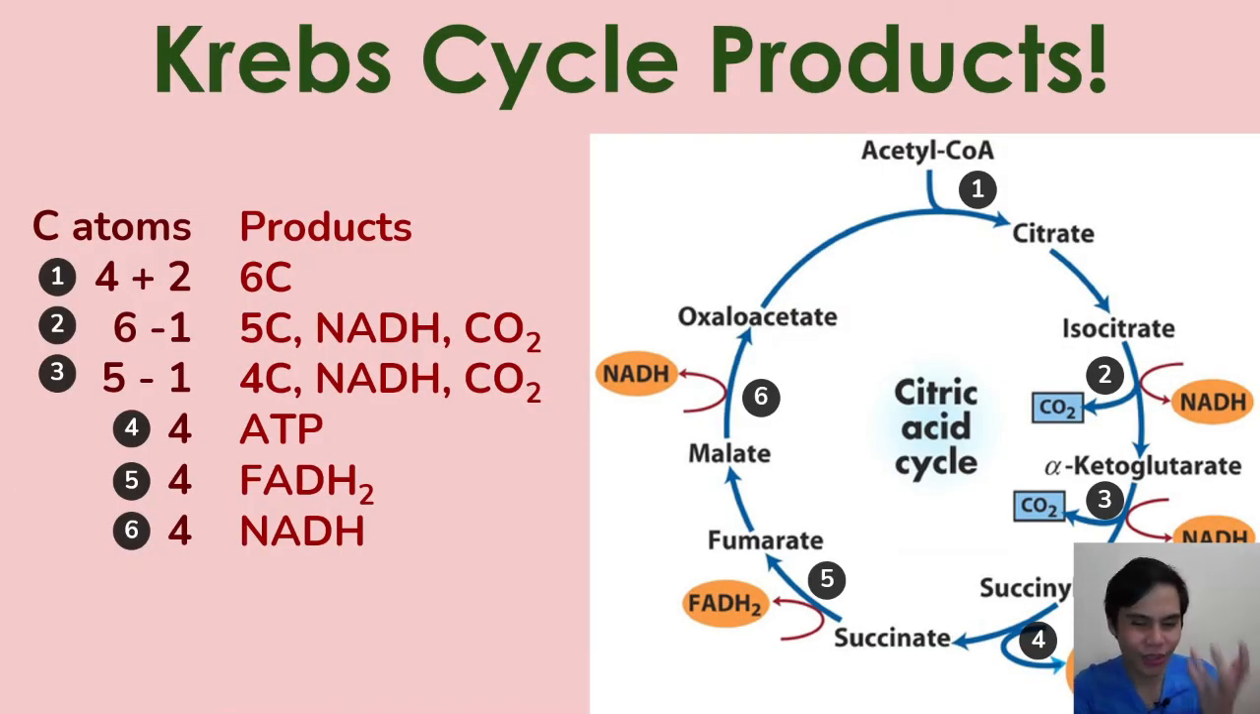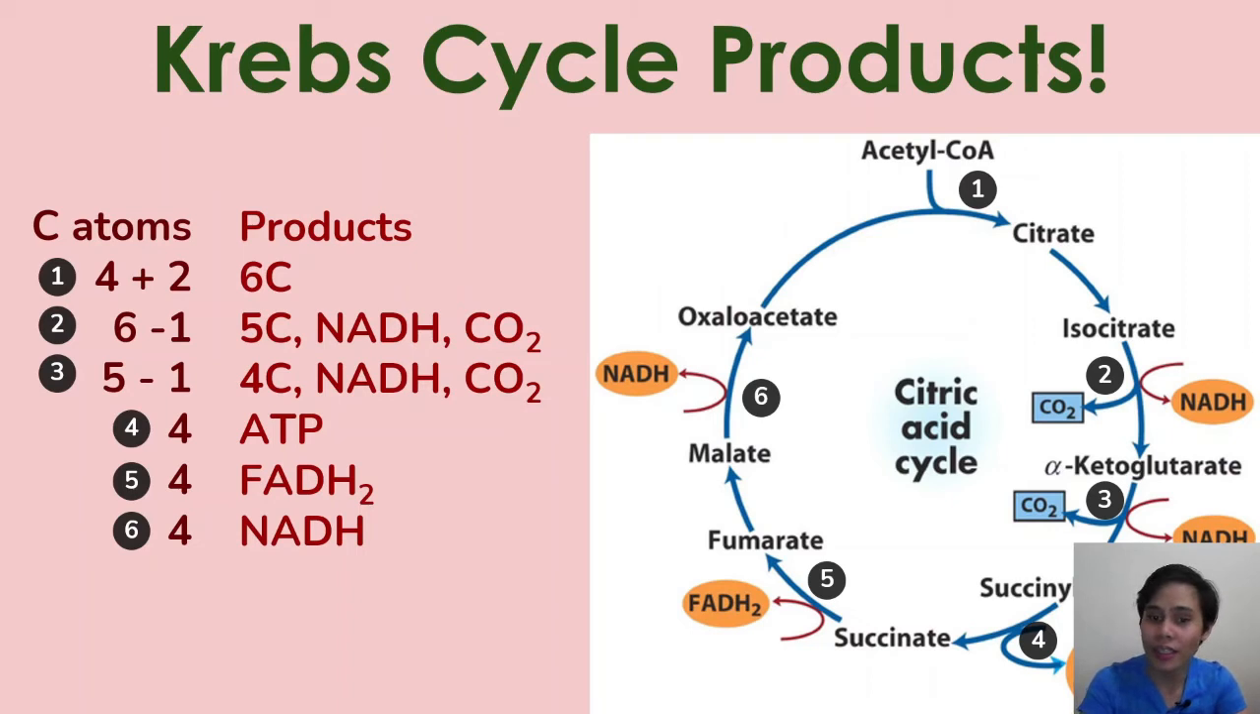So in each step of the cycle, there's a possibility of getting products. So here we have each step that produces products and where they are in the cycle. So first, your acetyl-CoA, your 2-carbon compound, combines with a 4-carbon compound, your oxaloacetate. And that produces a 6-carbon compound called citrate. So again, 4 in oxaloacetate plus 2 in acetyl-CoA becomes 6 in citrate.